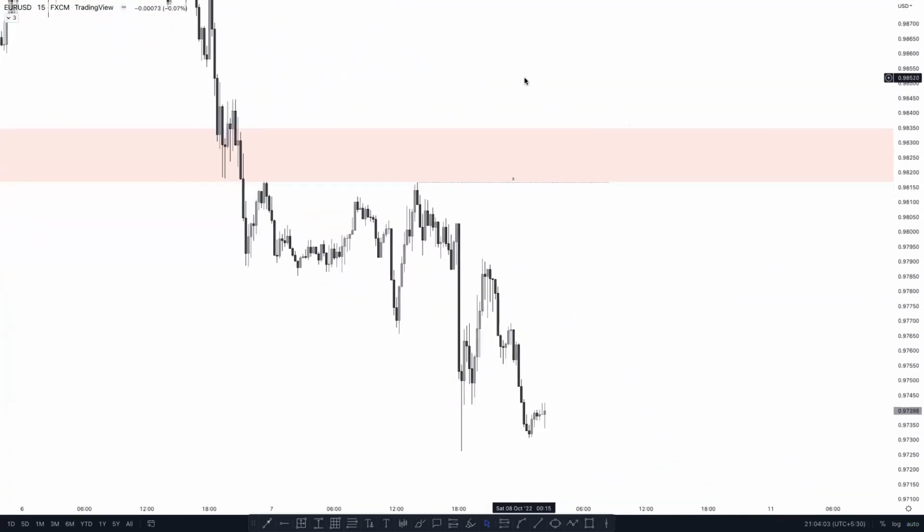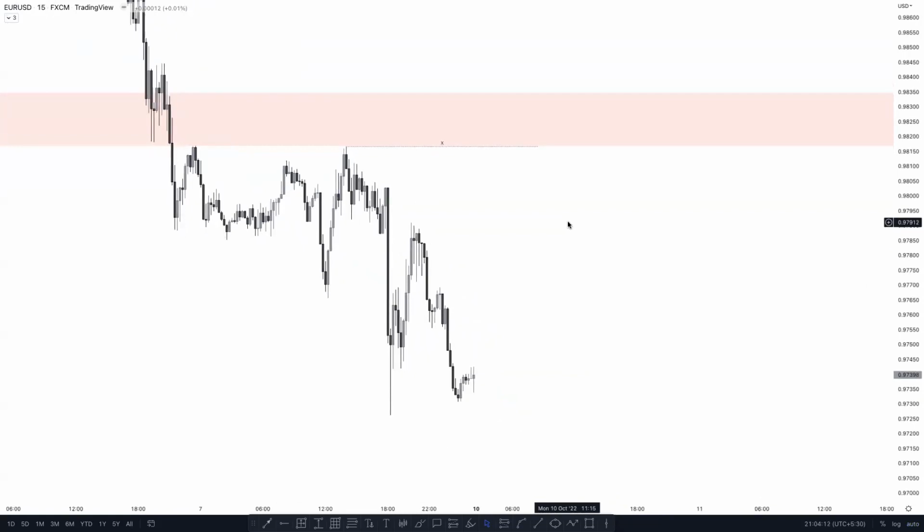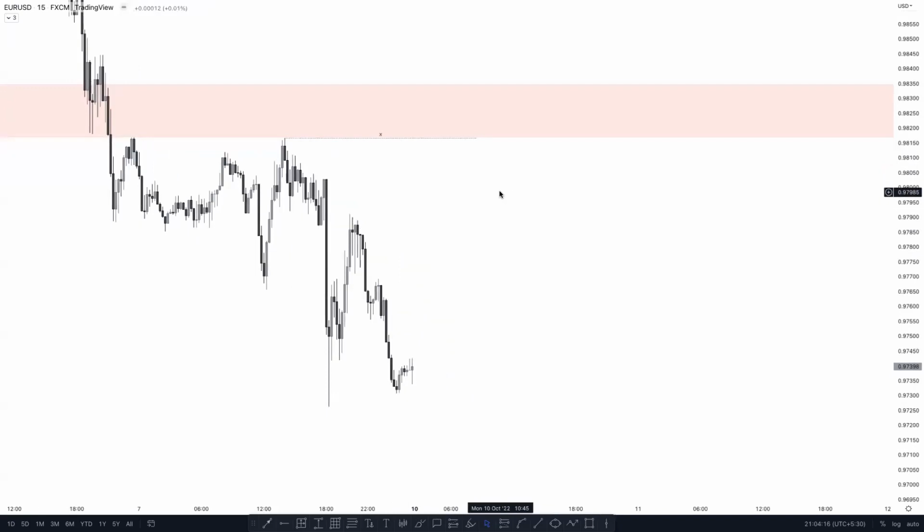So overall, this is the scenario in Euro USD in the 15-minute structure, and we are waiting for the sell after taking out this high. Okay. Now let's switch to another pair, GBP USD.